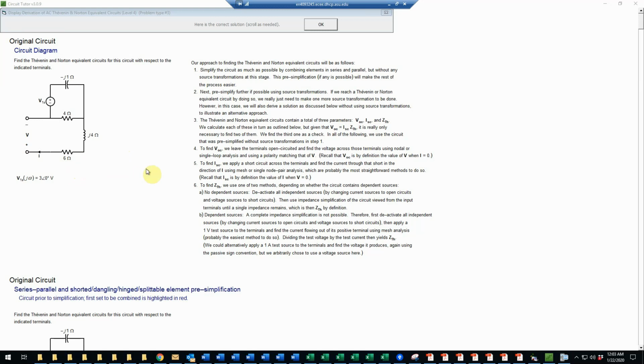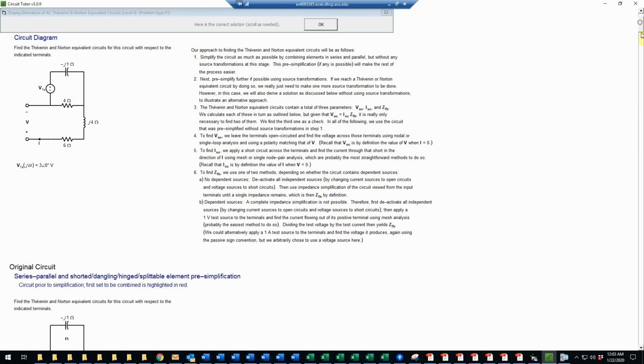So to do that, there's a number of different approaches we could use. The easiest method in general here will be to do source transformations and to combine elements in series and parallel. For example, there's 2 elements in series. That's nearly always the easiest method, but there are several other methods that are illustrated here, and all of these different approaches are summarized here.